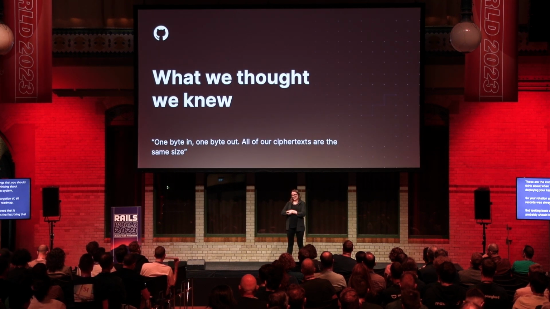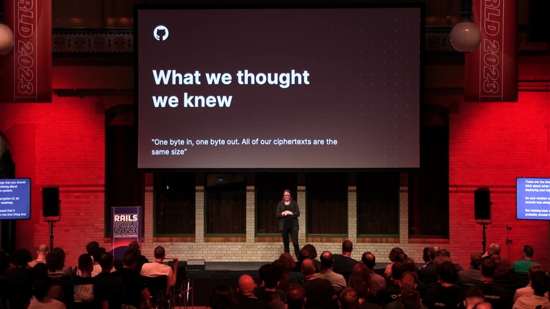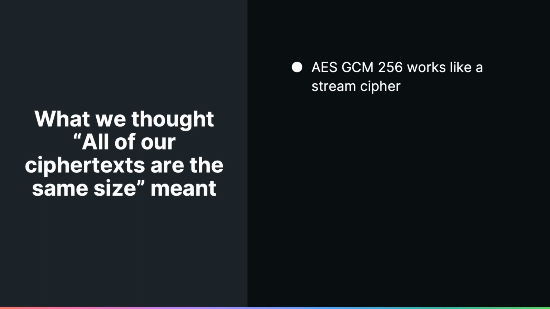All right, what we thought we knew. 1 byte in, 1 byte out. All of our ciphertexts are the same size. Sorry, just double checking that this slide is showing everything I wanted to. So AES GCM 256 works like a stream cipher. Some cryptographers in the audience might be saying, oh, but it also works like a block cipher. This is true, but we really don't have time for that today. I'm happy to talk to you about it later.